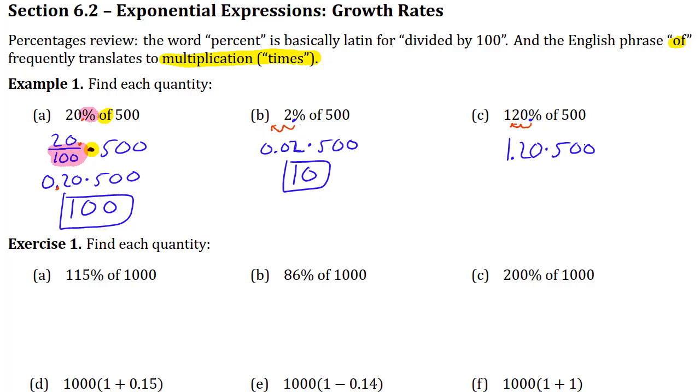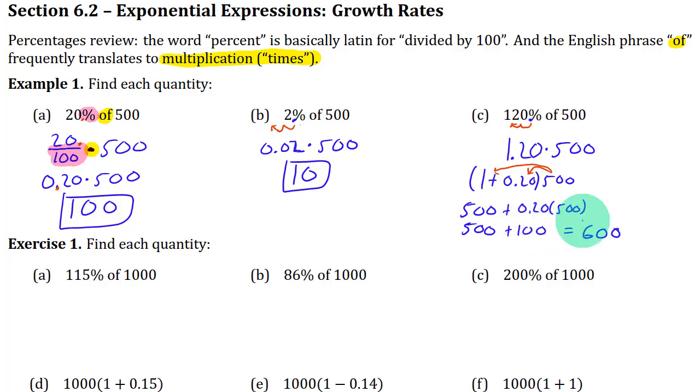But an important thing that we're going to need to understand later is that this can be thought of as 1 plus 0.20 times 500. And you could distribute it. You could do the 500 times 1 and 500 times the 0.20. 500 times 1 is just 500. And then the 0.20, the other 20%, is going to be 20% of 500. So this is going to be 500 plus 100, which is 600.